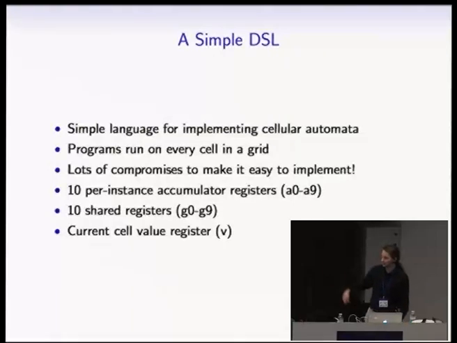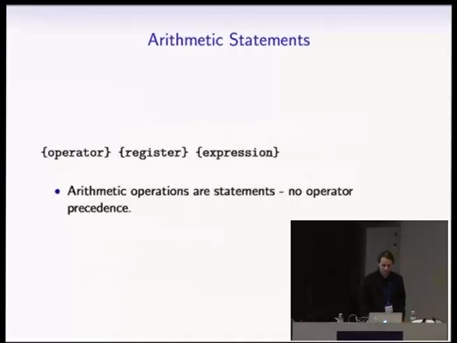And it also has a special register V, which is initially the value of the cell in the old grid, and then your program runs and it sets the value of V. There are a few simple things, so we have some simple arithmetic things, and again, because I'm lazy when it comes to writing parsers, the operator comes first, and then there's a register, and then there's an expression. So for example, plus A1, 1 would increment register A1.